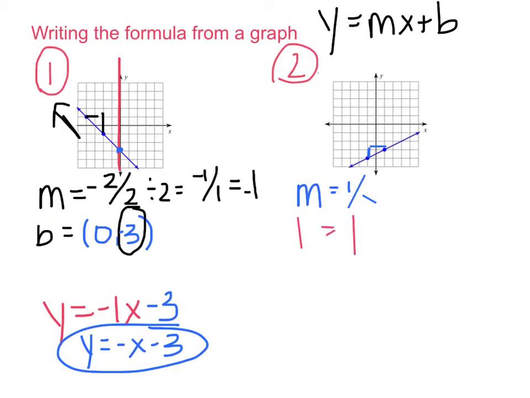If you look, remember it's always going to be 0, and we're going to look down. It's 1, 2, 3.5, so 3.5. And we're going to use that 3.5. So now we can plug it in. So it's going to be y equals 1/2 x, and 3.5 is again negative, so minus 3.5.